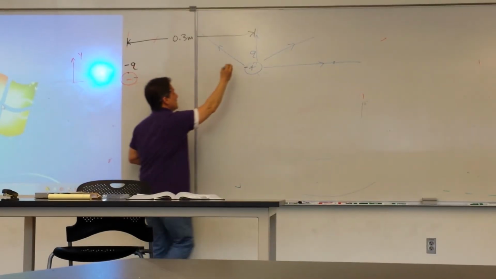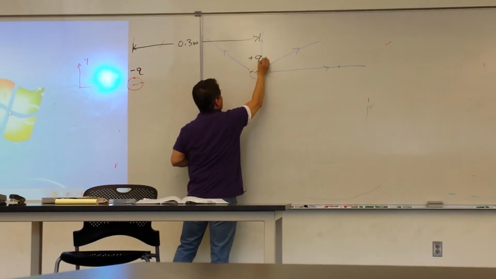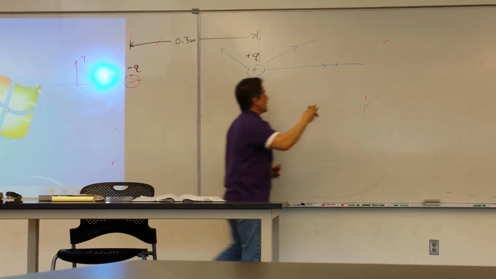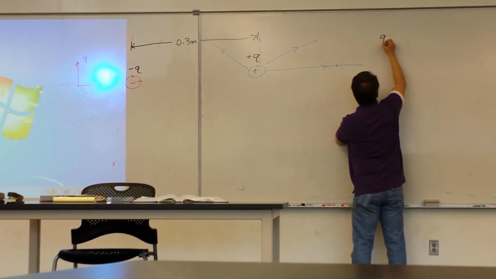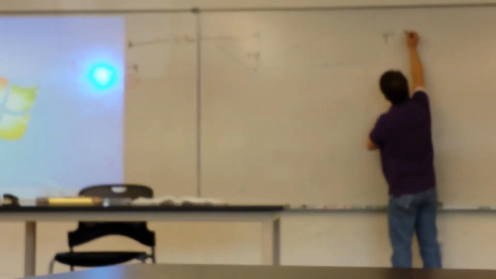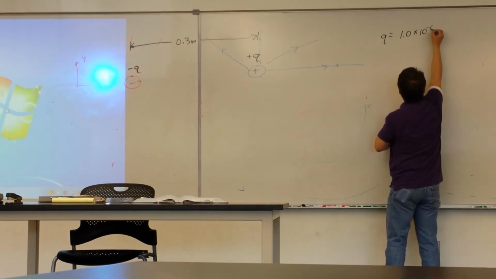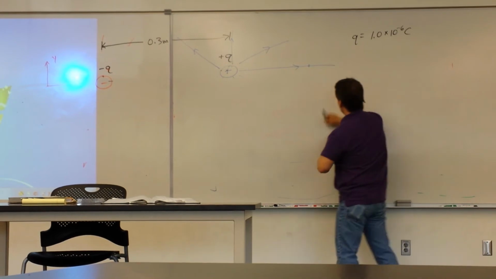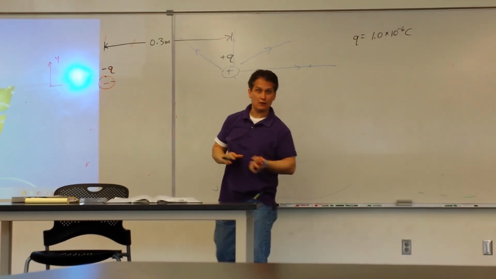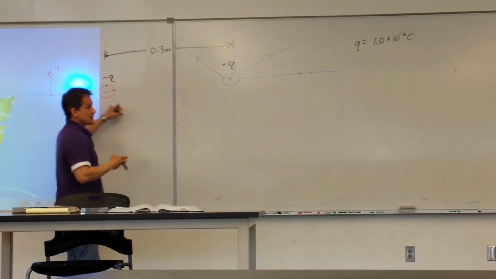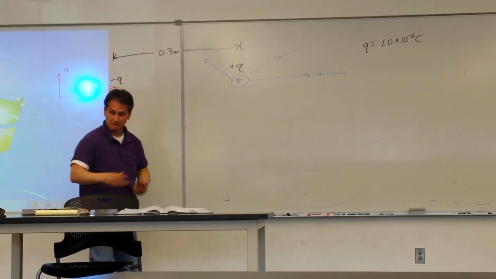This is negative q, and this is positive q. Whatever q is, we can give it a number to make life easier. Let's make it a nice round number, 10 to the negative 6th coulomb. And by the way, that's a lot of electrons that are moved from one onto the other. And we can keep the same distance of separation.